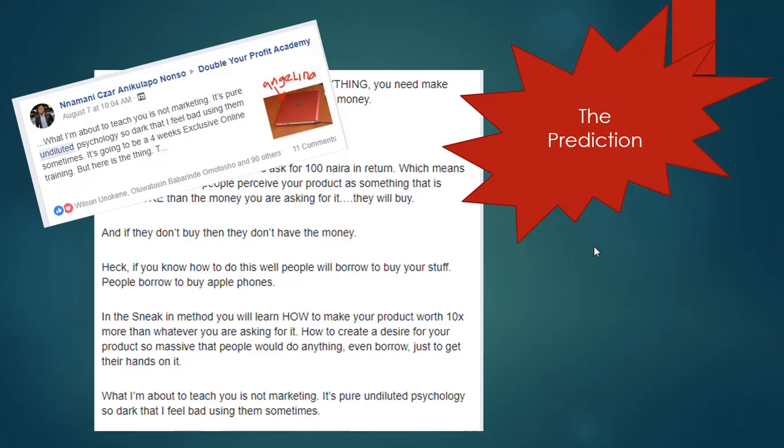Now I want you to look at the example here so you can understand how this works. In the Sneaky Mind Control, you learn how to make your product worth 10 times more than whatever you are asking for it. How to create a desire for your product so massive that people will do anything, even borrow, just to get their hands on it. What I'm about to show you is not marketing, it's pure undiluted psychology, so dark that I feel bad using it sometimes. Do you understand what just happened here? You are predicting to them what is going to happen after they start using it. I was predicting to people reading the article what would happen if they applied what is in the Sneaky Mind Control method. And this is not about misleading people, it's the truth, because if you apply what you're learning in this course, you're going to have much more control over your sales, and people are going to buy your stuff.